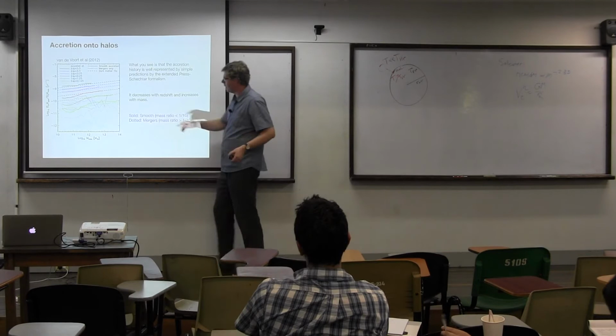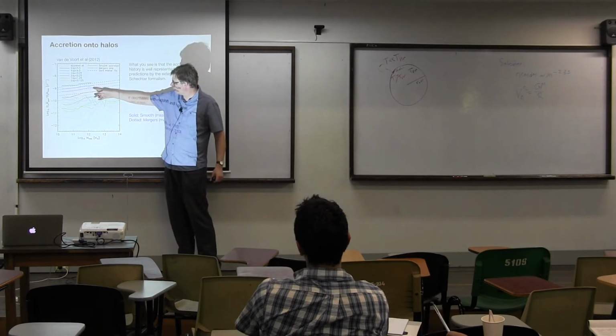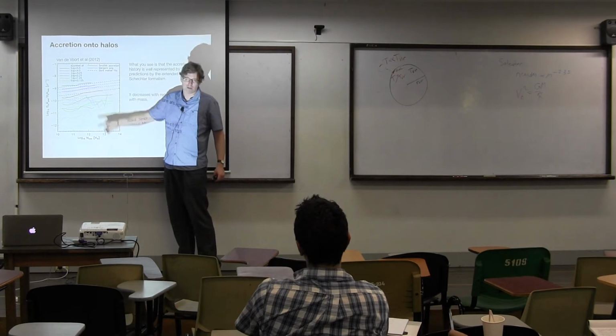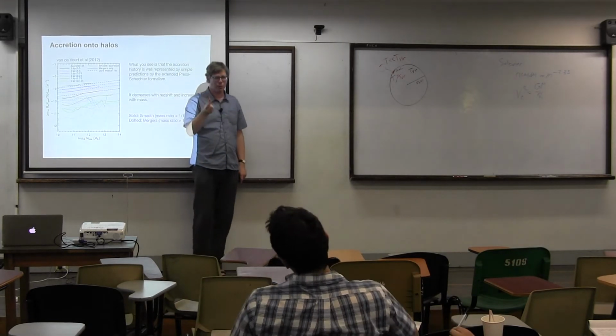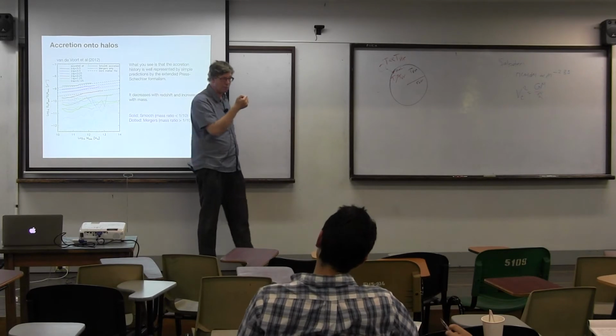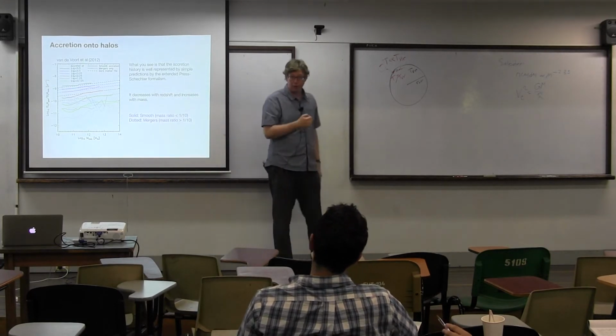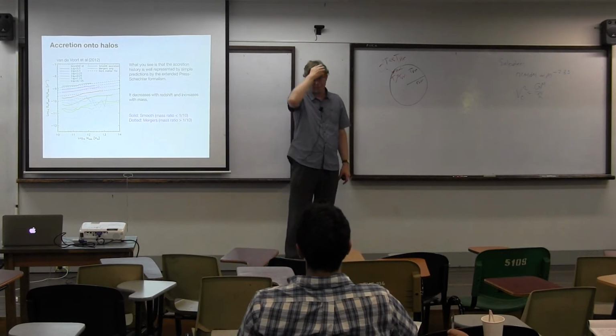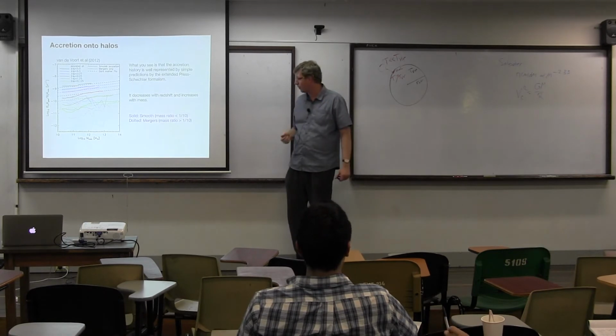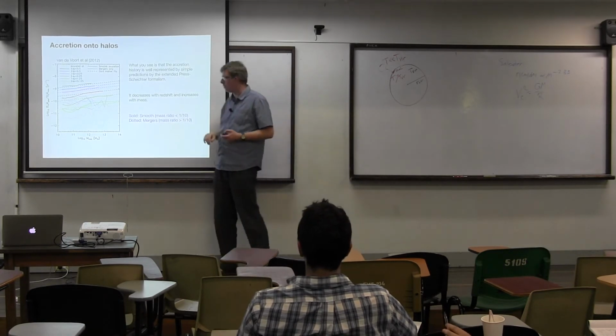And what you can see is that for each of these, the solid and the dotted line with the same color, there's almost an order of magnitude difference. So it means that those episodic accretion merger events are not important. Okay, they only make up 1/10 of the mass growth of the halos. So we don't need to worry about those very much anyway.